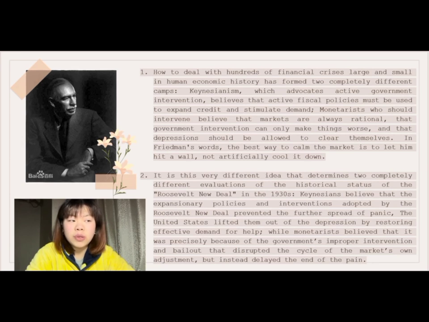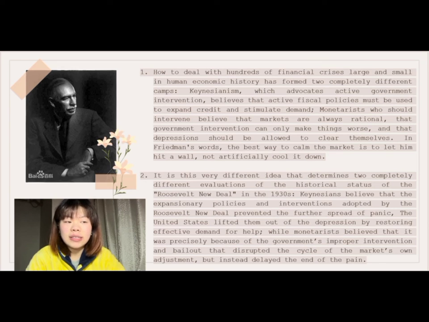In Friedman's words, the best way to calm the market is to let it hit a wall, not artificial cooling down. It is a very different idea that demands two completely different evaluations of the historical status of the Roosevelt New Deal. In the 1930s, Keynesians believed that the expansionary policies and interventions adopted by the Roosevelt New Deal prevented the further spread of panic. They lifted the United States out of the depression by restoring effective demand, while monetarists believe that it was precisely the government's improper intervention and bailouts that disrupted the market's adjustment cycle and delayed the end of the pain until the outbreak of World War II in 1939.